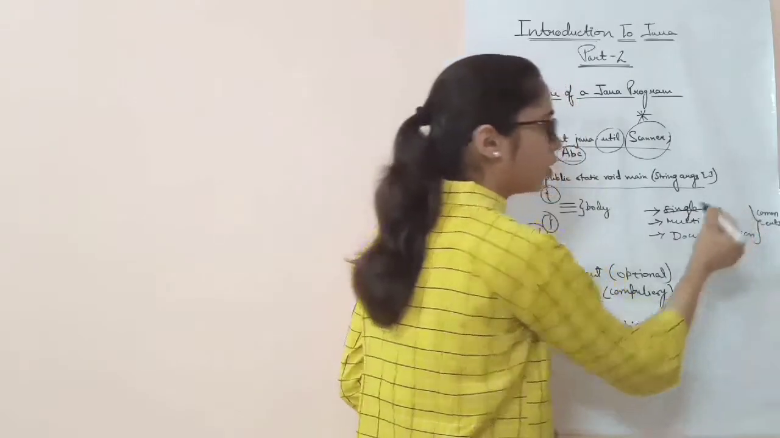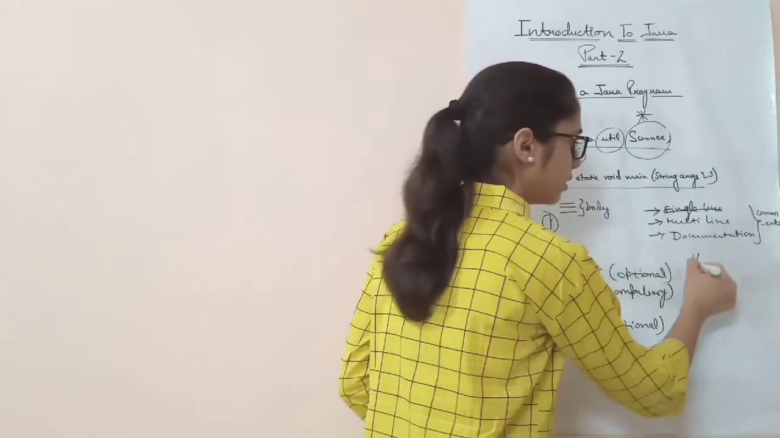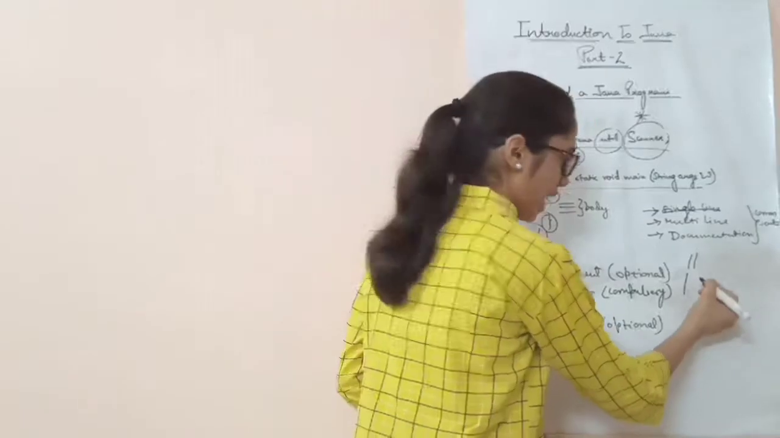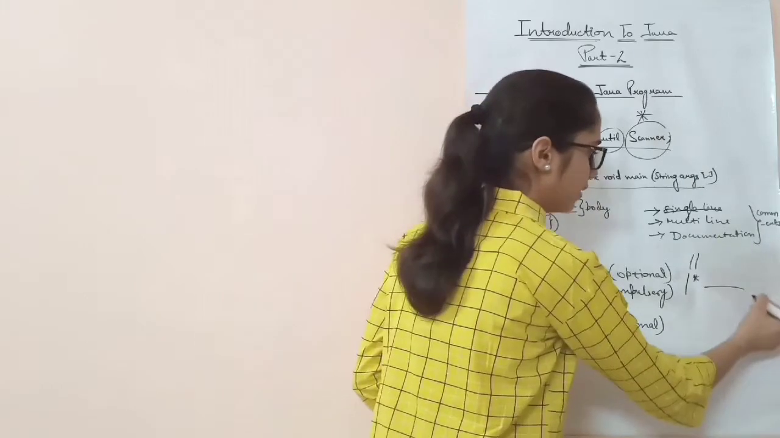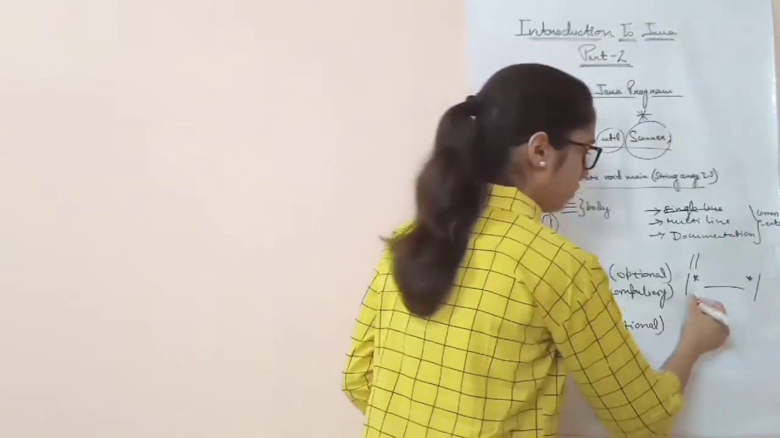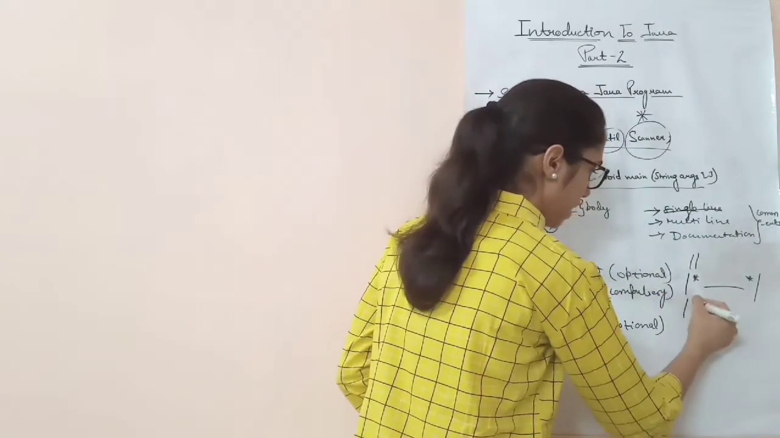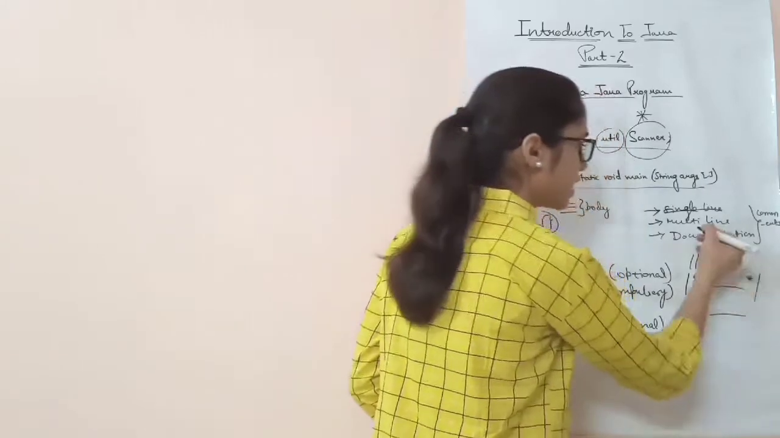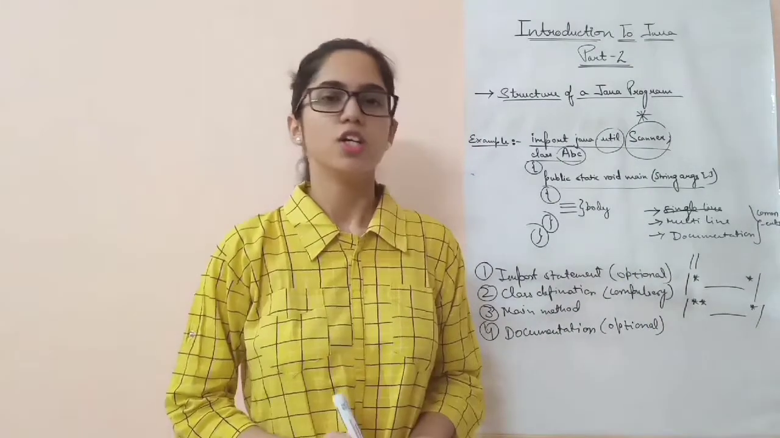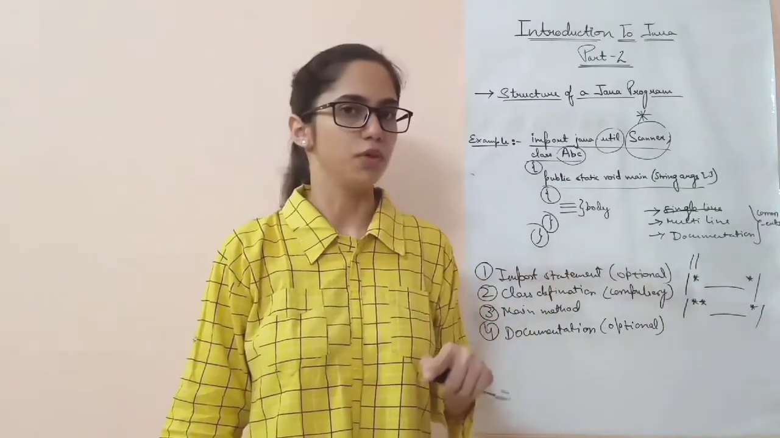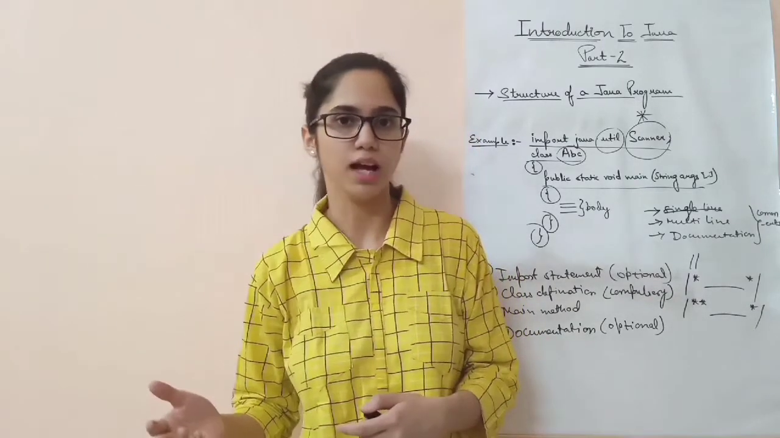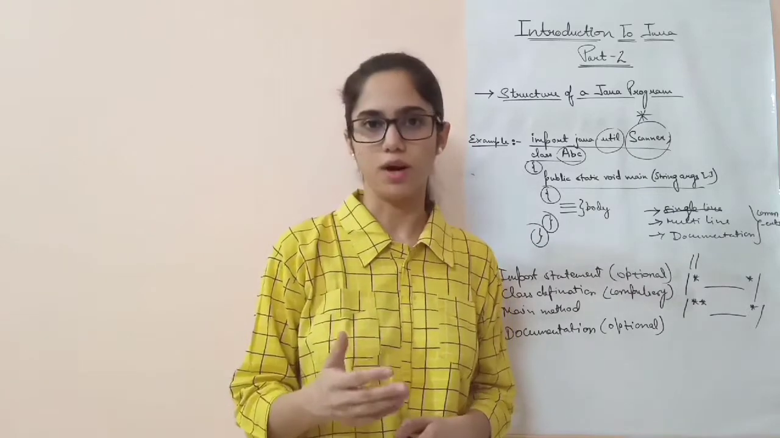A single line comment is simply written using double slash. A multi-line comment starts with a slash, then an asterisk, and ends with an asterisk and a slash. A documentation comment starts with a slash and double asterisk and ends just like multi-line, that is with an asterisk and a slash. So this was all about the structure of a Java program. Obviously you can have other things like methods or various subclasses, but that we're going to discuss one by one in upcoming videos.